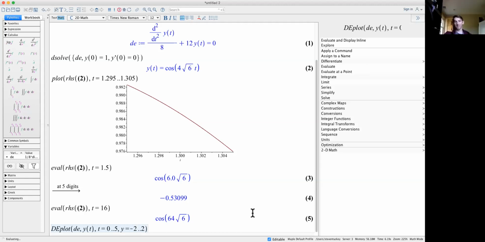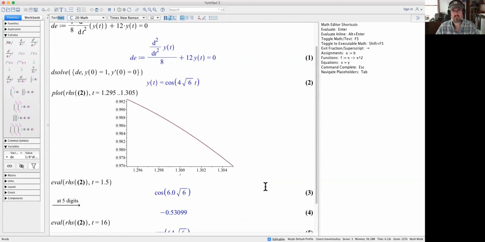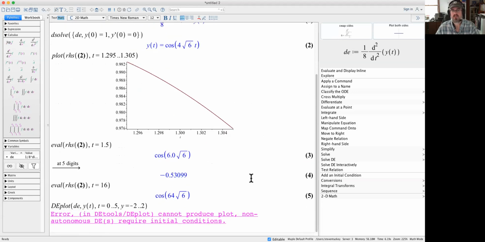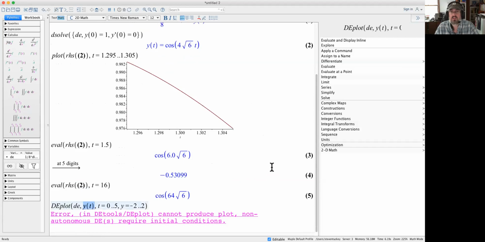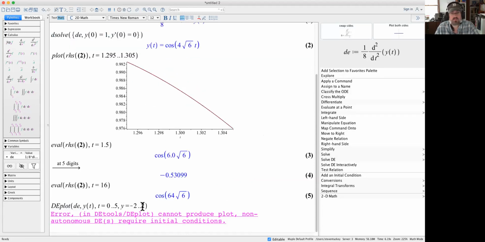Maple almost never says no, but it will say error. Notice the error though. Cannot produce plot. Non-autonomous DEs require initial conditions. You're like, non-autonomous DEs? Our differential equation, that's autonomous. Everything is in terms of the y variable. But remember, Maple's thinking you're going to try to plot a single differential equation that's first order, because it sees y of t is your dependent variable, but your differential equation contains not just y of t, but the second derivative of y of t. So Maple doesn't know what to do with this.